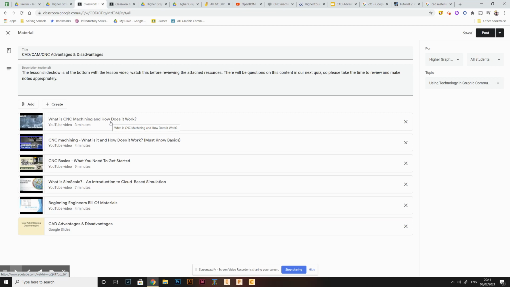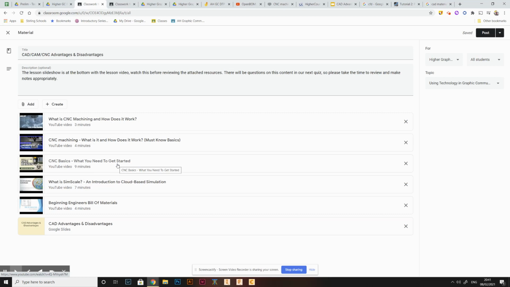Sometimes you just need to see how it works, see that relationship, see what the machines do, and how the CAD model relates to that workflow process. And this third one here is more of a hobbyist approach to using CNC.